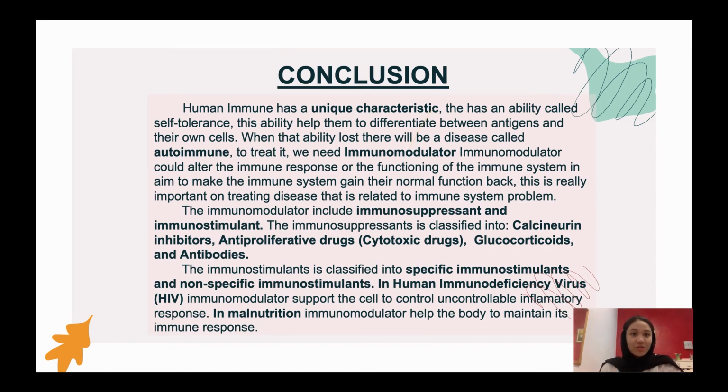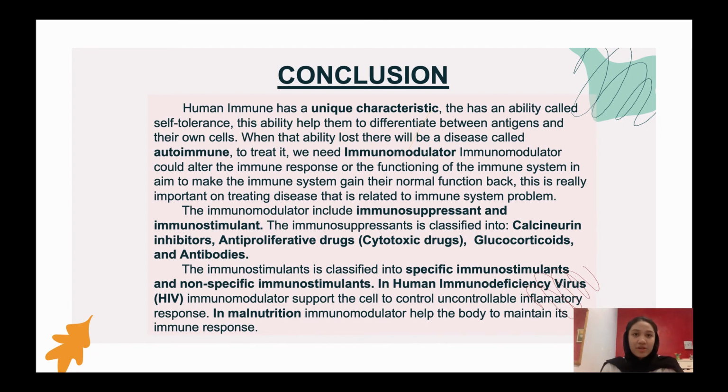So I would like to tell you the conclusions of our student project. The human immune system has a unique characteristic that we call self-tolerance. This self-tolerance helps the immune system differentiate between our own cells and the antigens. When this ability is lost, we develop a disease that we call autoimmune disease. To treat this disease, we need immunomodulators. Immunomodulators can help the immune system gain back its function. Immunomodulators are divided into two, immunosuppressants and immunostimulants.